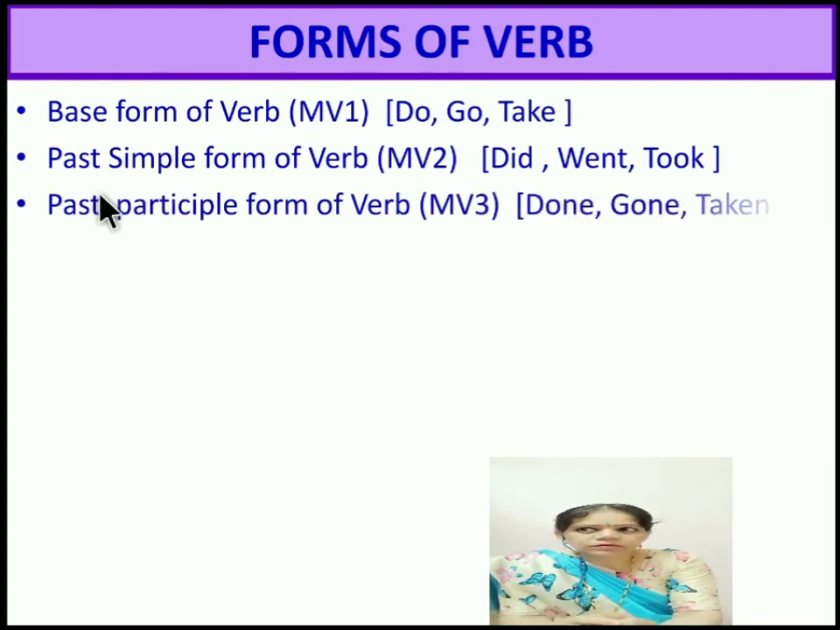Next, the second one: the past simple form of verb, which we are going to term main verb 2, MV2. Did, went and took. Then the past participle form of verb, which we are going to term MV3. Examples: done, gone and taken.